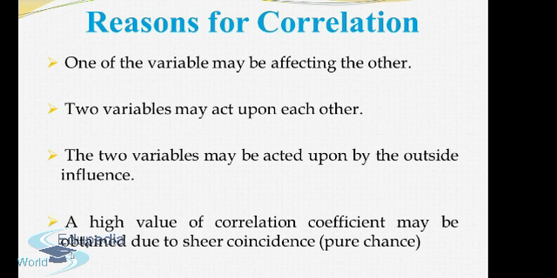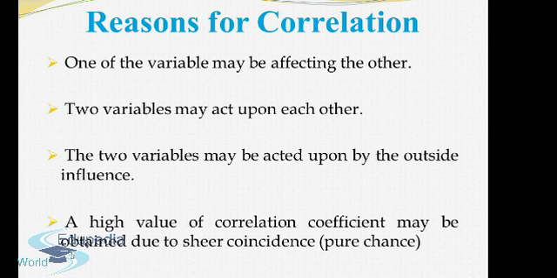If there exists a correlation between two or more variables, then it could be due to one of these four reasons. The first is that one of the variables may be affecting the other. Of course, we may not know which is the one affecting the other, because correlation doesn't give you the cause and effect relationship. What it tells is whether the two variables have a relationship, are they associated, and if so, what is the degree of association.